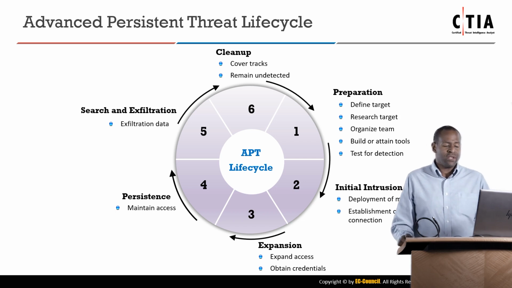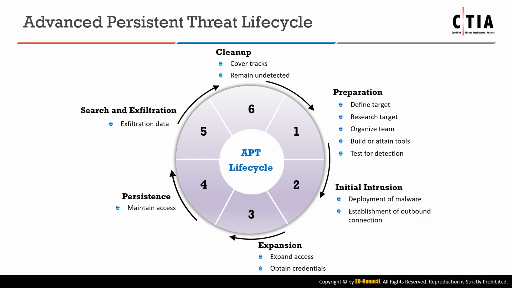Then we have initial intrusion, step number 2 in the APT life cycle. And this could be the deployment of malware or establishing an outbound connection. And more than likely, the attacker will have some type of control server to help facilitate the attack. And that's where the outbound connection will probably end up going. Number 3, expansion. Expand access. Obtain credentials. We're digging in deeper now.